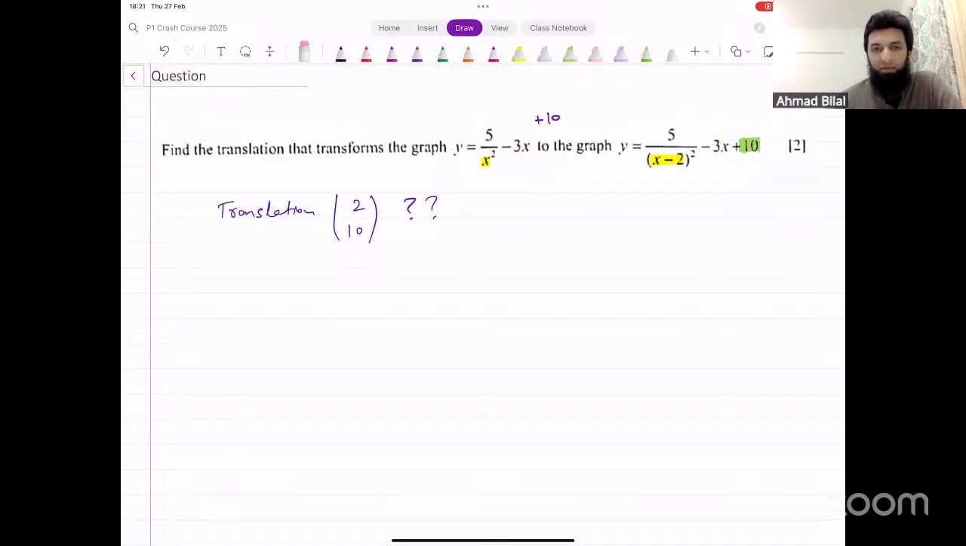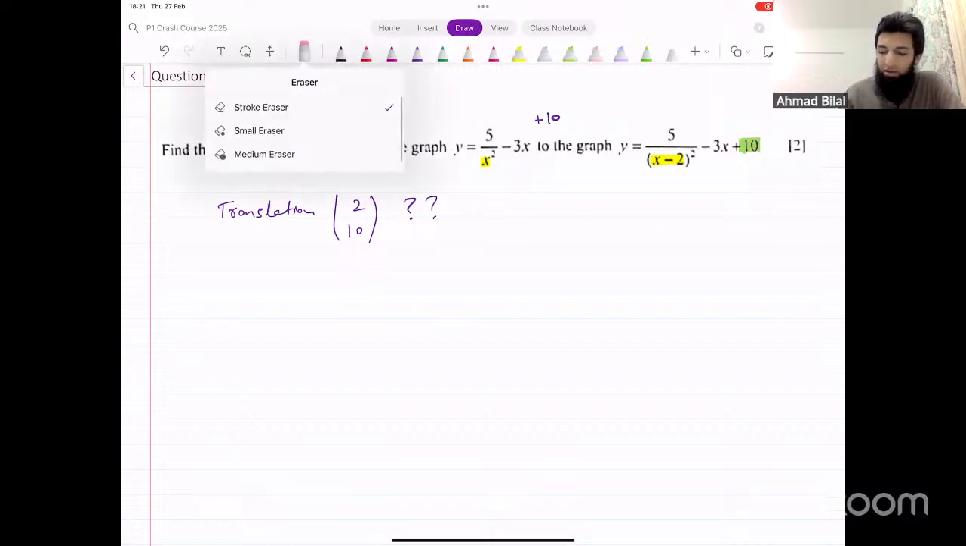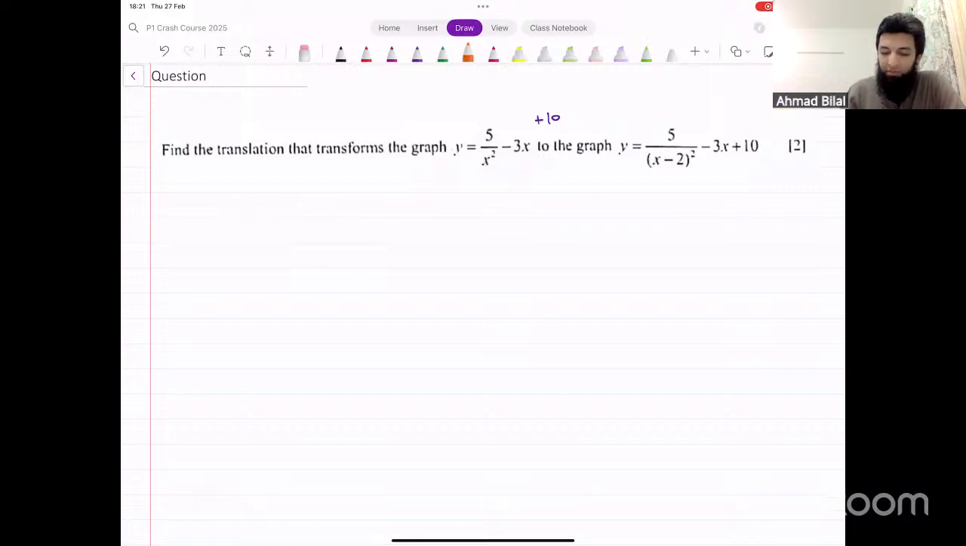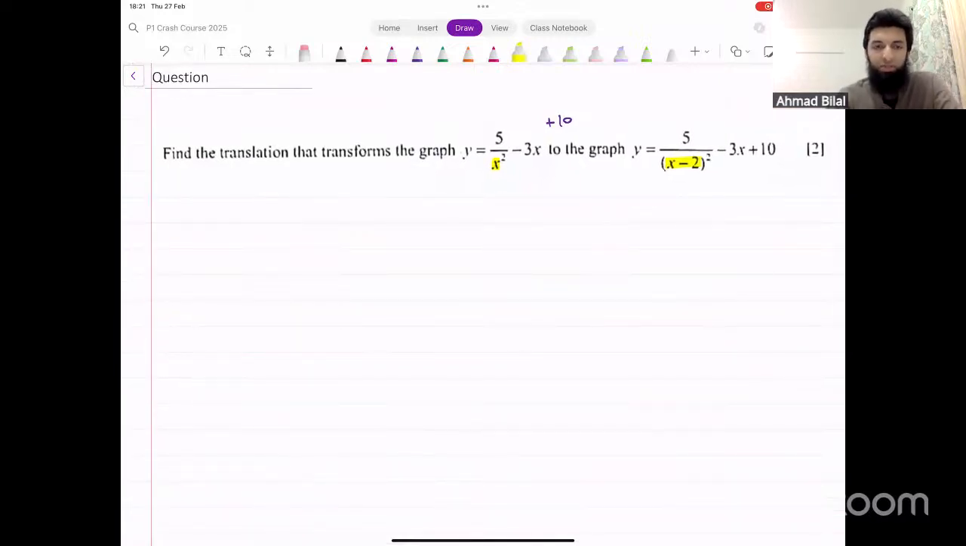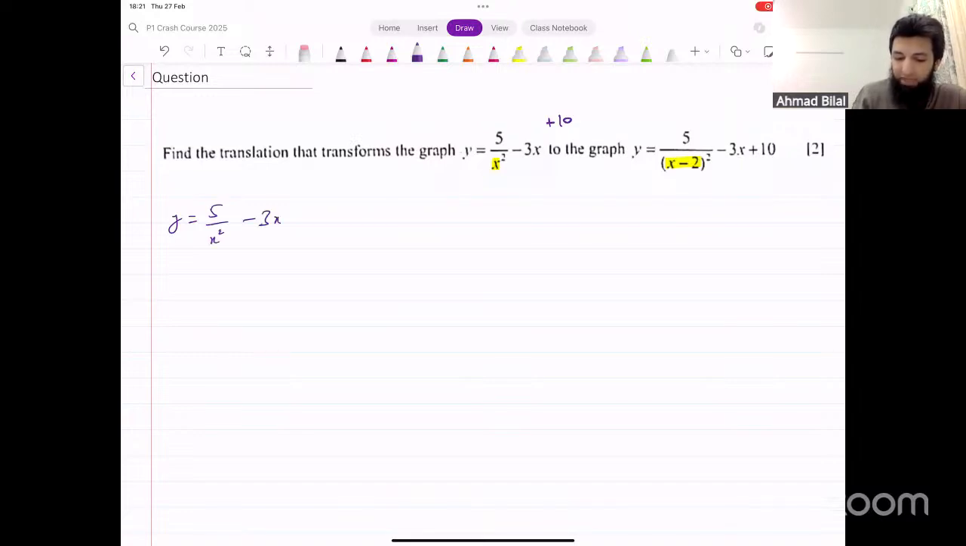So again, we have to break it down. How exactly? One thing is clear from the functions that were given, that x is being replaced with x minus 2. That is kind of obvious. But now let's stop there. The transformation that you're sure about, let's understand what happens to the function once you have already applied that transformation. So we are starting from y equals 5 over x squared minus 3x. That is the original function.